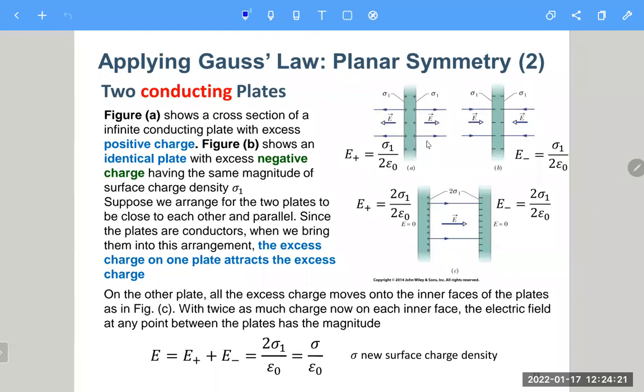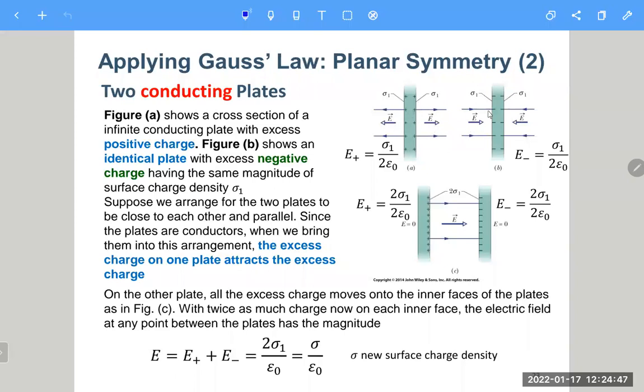For this one, this is a positive plate. And for this negative plate, the direction of the E field is opposite, but the magnitude remains the same, if we assume the surface charge density to be the same, sigma 1. So for the left part, the E field points to the right side. For the right part, the E field points to the left side, just opposite to this case.